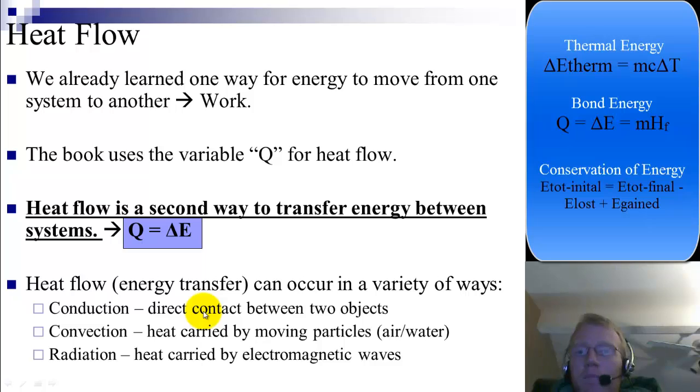So if you take something hot and something cold and you touch them together, energy will transfer from the hot object into the cold object. That is through conduction, or direct contact. Okay, the second one is called convection.